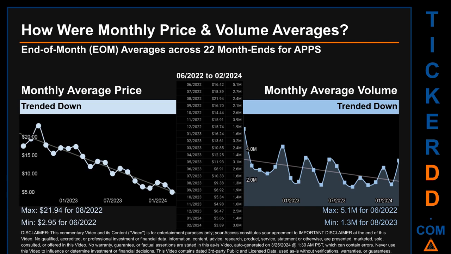How were price and volume averages for APPS? Across 446 trading days, there were a total of 22 month ends, of which monthly averages for daily price and volume were calculated. Overall, monthly price average trended down while monthly volume average trended down. The maximum end of month average price was $21.94 for 08/2022, while the minimum was $2.95 for 06/2022. Looking at volume, 06/2022 and 08/2023 respectively saw the highest and lowest monthly average volume at 5.1 million and 1.3 million.